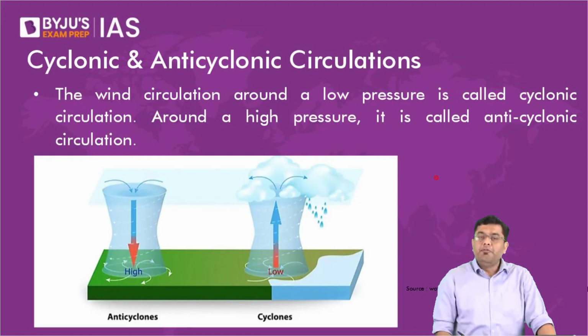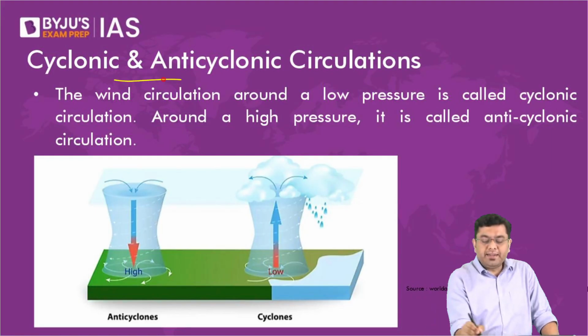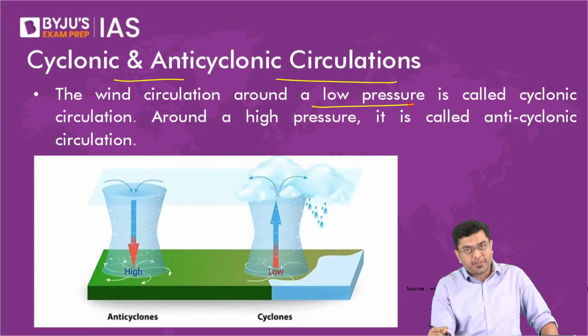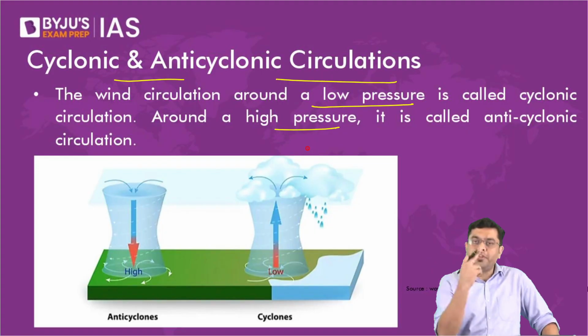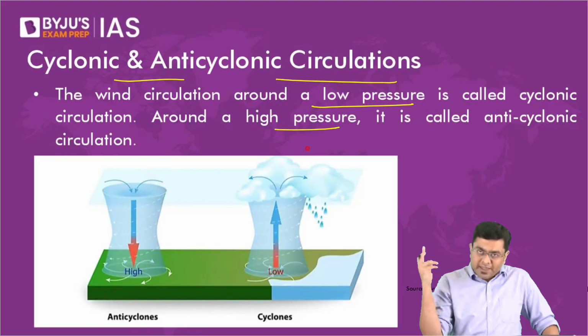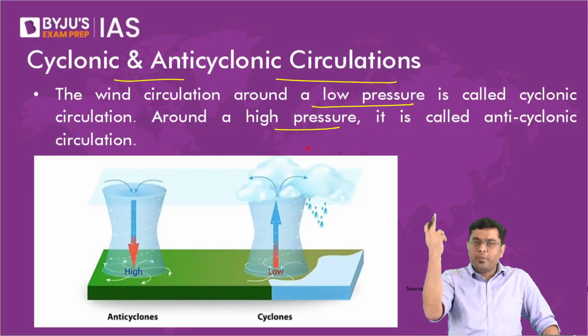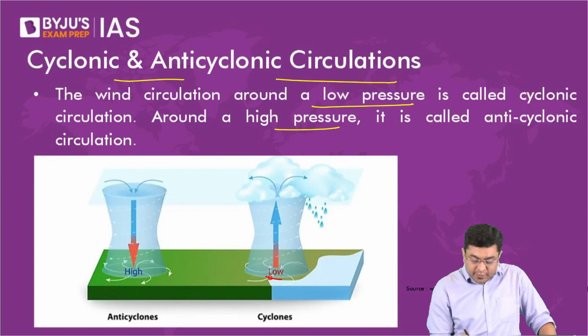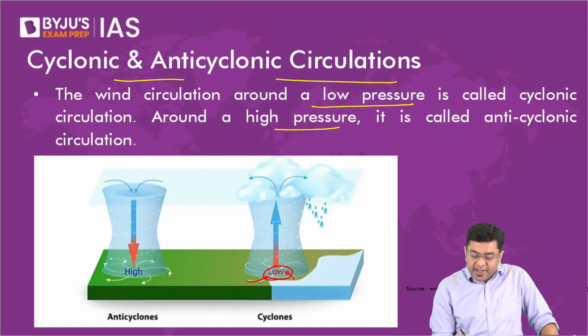So when we say cyclonic and anticyclonic circulations, the wind circulation around a low pressure is called a cyclonic circulation. Around a high pressure, it is called an anticyclonic circulation. It has got to involve a circular movement of air, whether that is a rising circular movement or a sinking circular movement. So for example, in a region of intense low pressure, if you have an intense low pressure, winds will be coming in from all different sides.